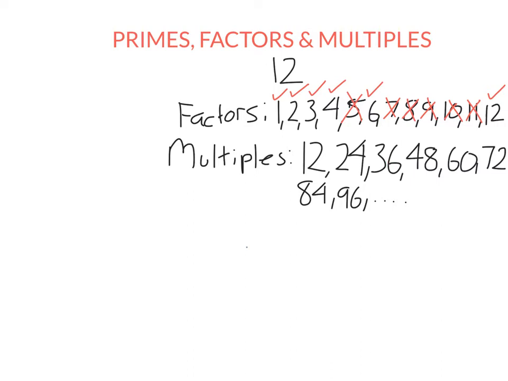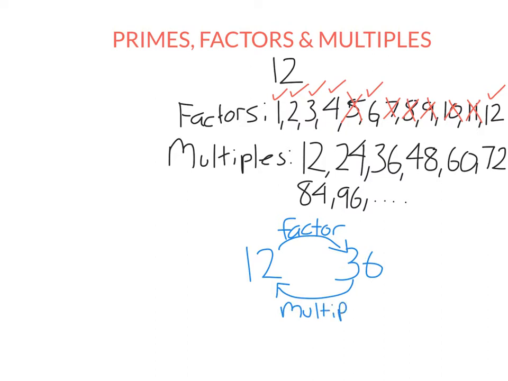I'll explain in this diagram here. If the smaller number is a factor of the larger number, so 12 is a factor of 36, because 36 divided by 12 is a whole number, then that means that 36 is a multiple of 12. So if the smaller number is a factor, the larger number is a multiple. That's the relationship between factors and multiples.